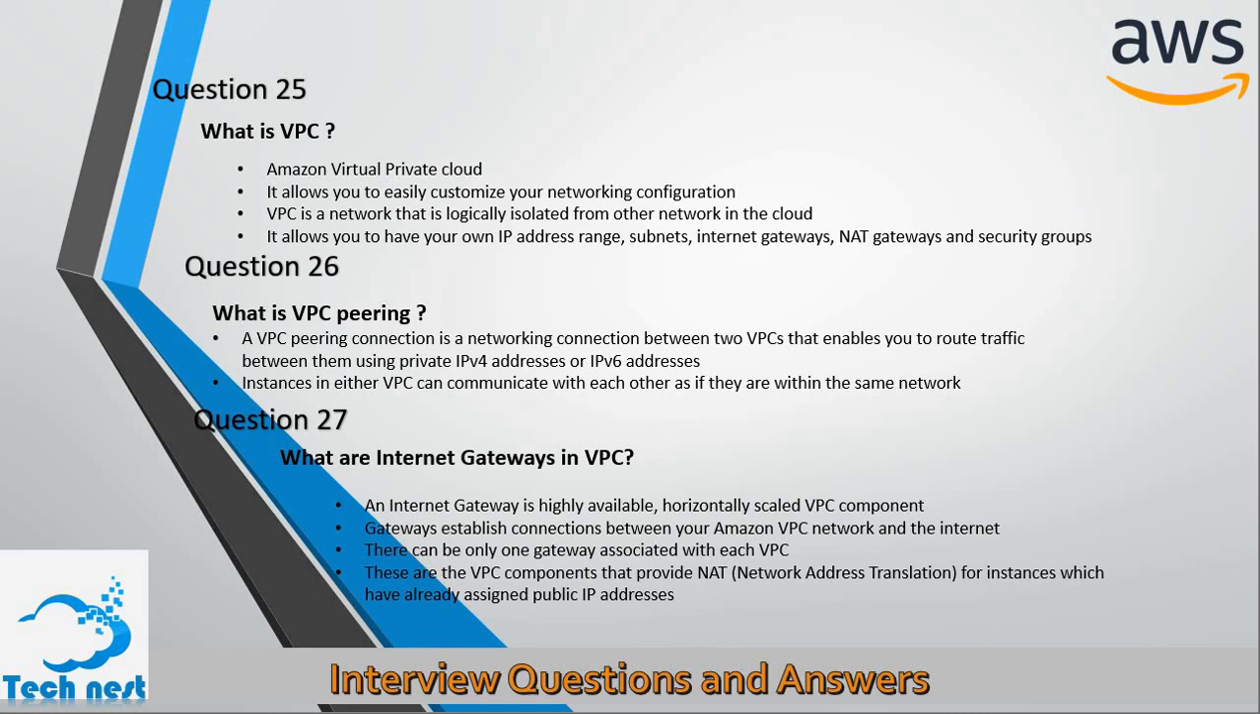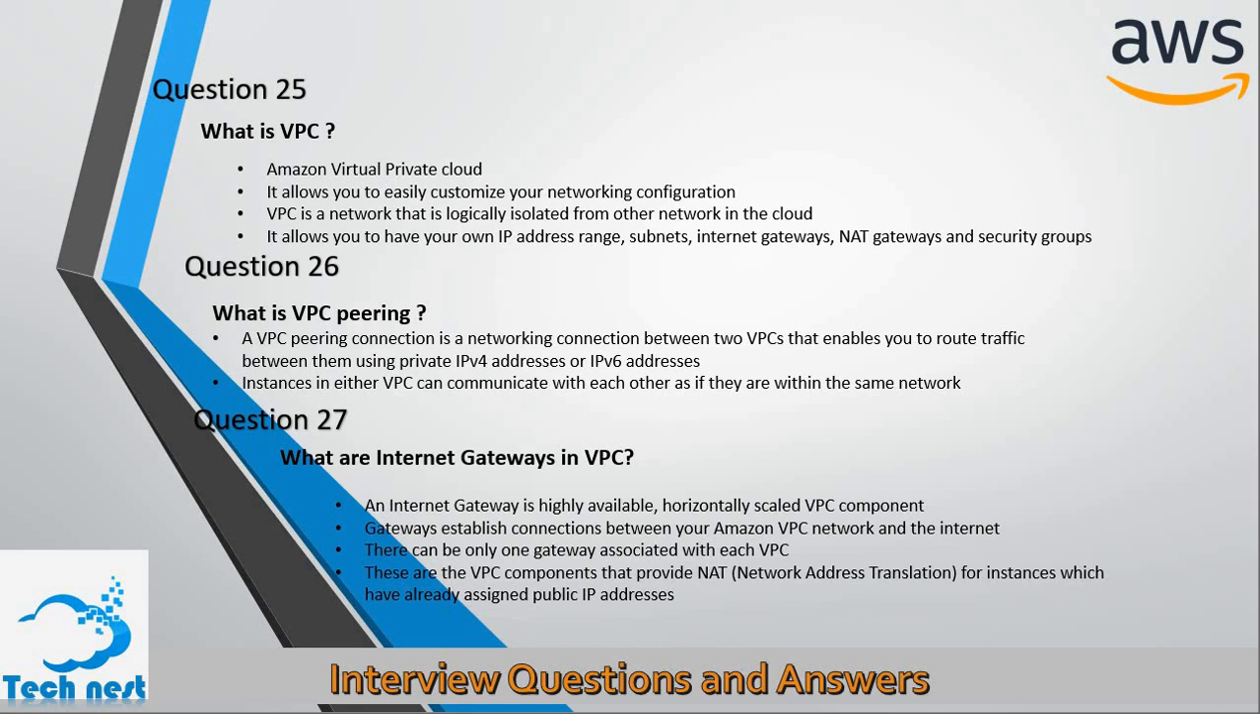What is VPC peering? A VPC peering is a networking connection between two VPCs that enables you to route traffic between them using private IP version 4 addresses and IP version 6 addresses. Instances in either VPC can communicate with each other as if they are within the same network.